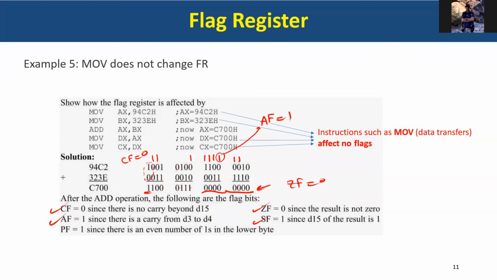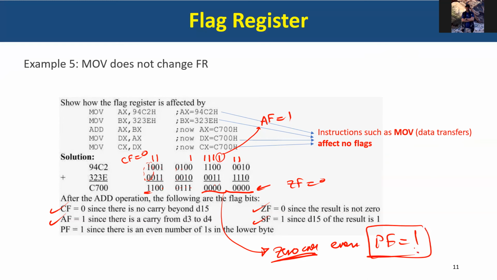The parity: if we look at the 8 bits here, the number of ones is 0, which is an even number, so the parity flag should be 1. That's right. If you look at the 16 bits as a whole, the number of ones is 5, and that would make the parity flag 0, but this is wrong because we are looking only at the least significant 8 bits.